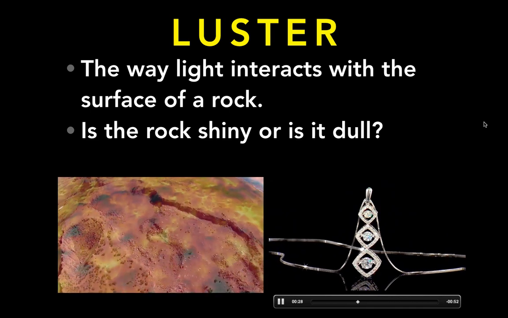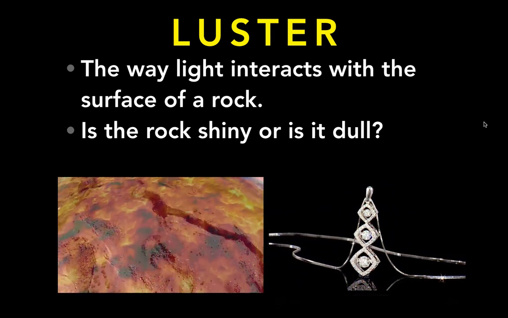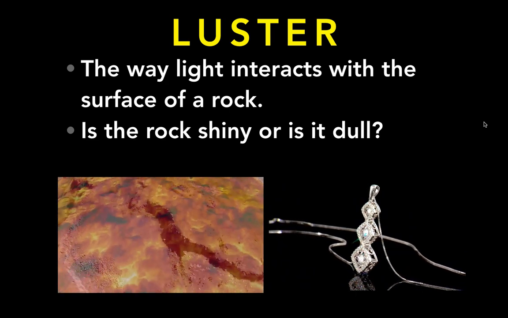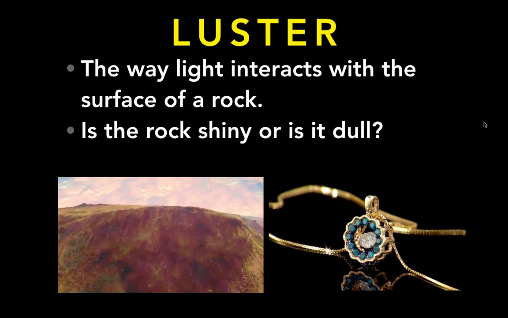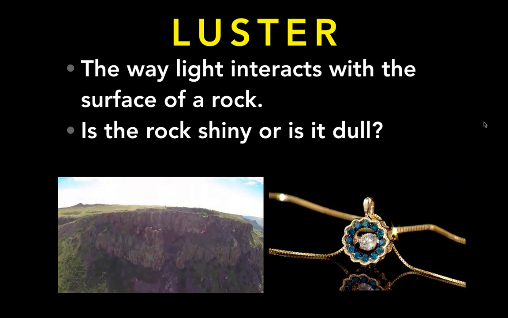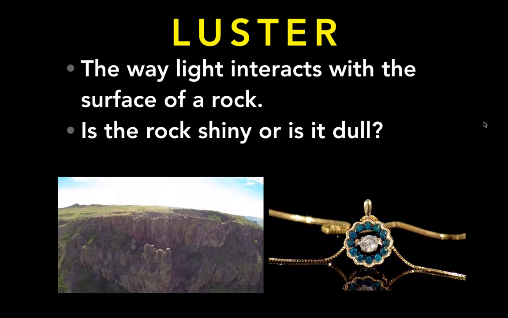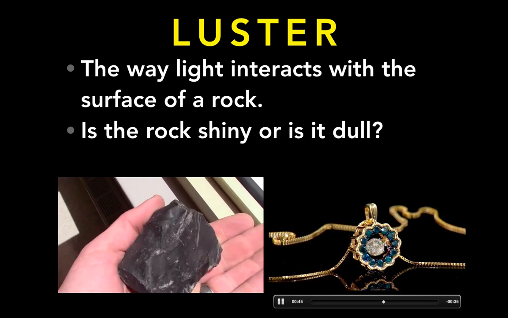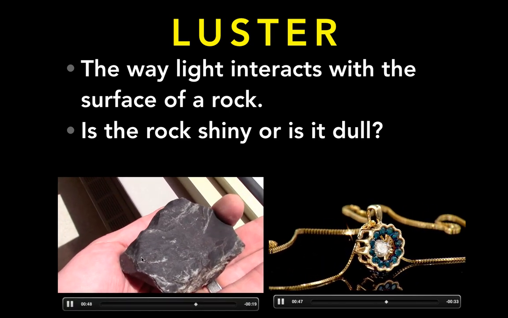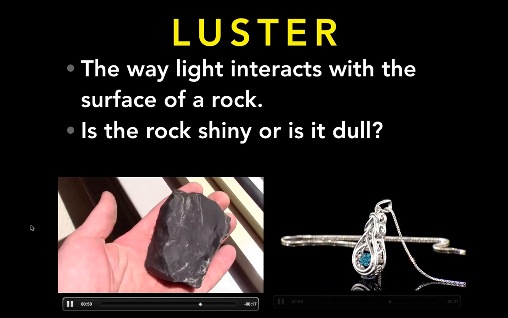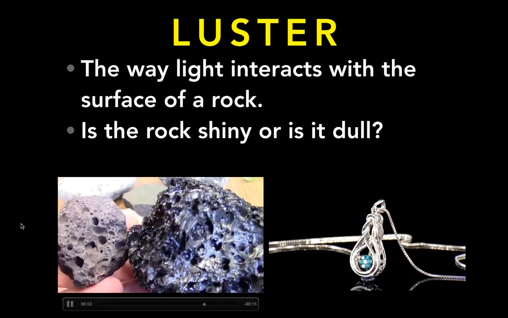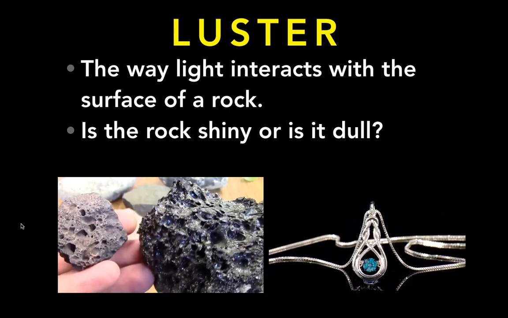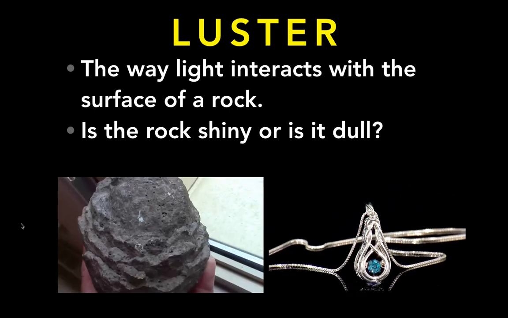As you can see here on the right, that's jewelry. Obviously, those are diamonds, and they have a lot of luster because when they reflect the light, you can see the shininess to it, and that means that that rock or that gem or that mineral has a very high luster. So we have high luster here because you can see the light reflecting off of the jewelry. On the left side here, we have a very dull rock with low luster. So luster, simply put, is the way light interacts with the surface of a rock. Is it shiny or is it dull?